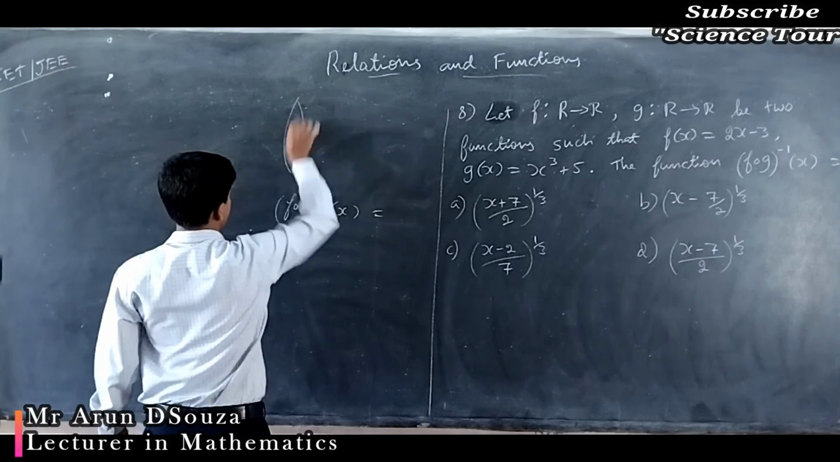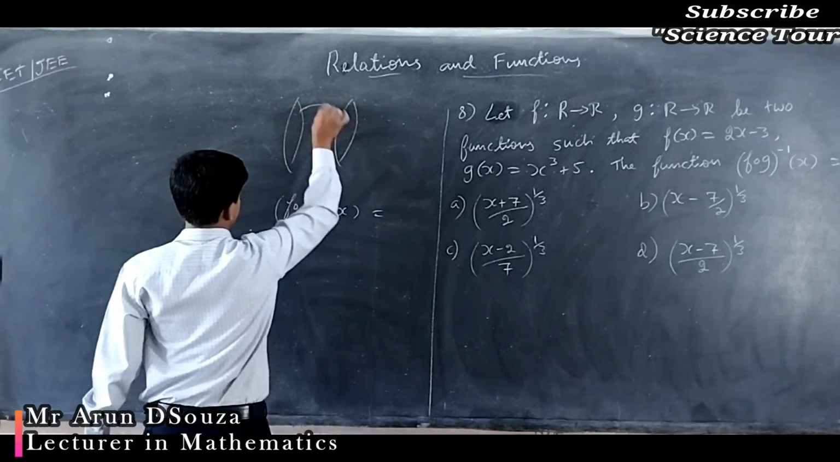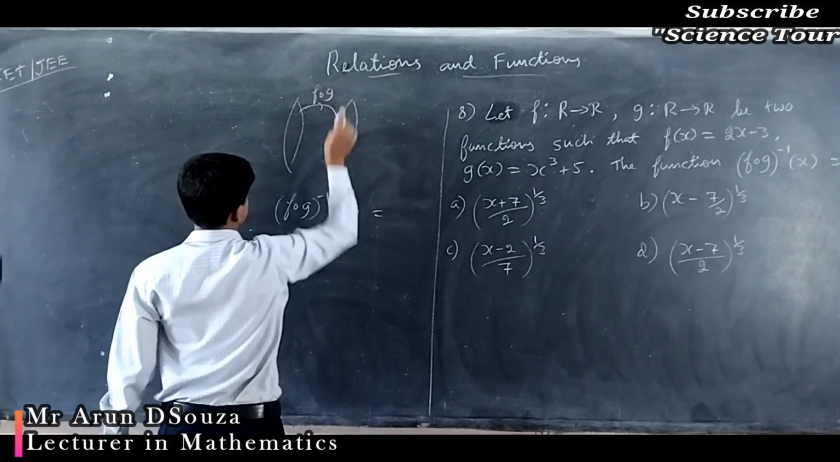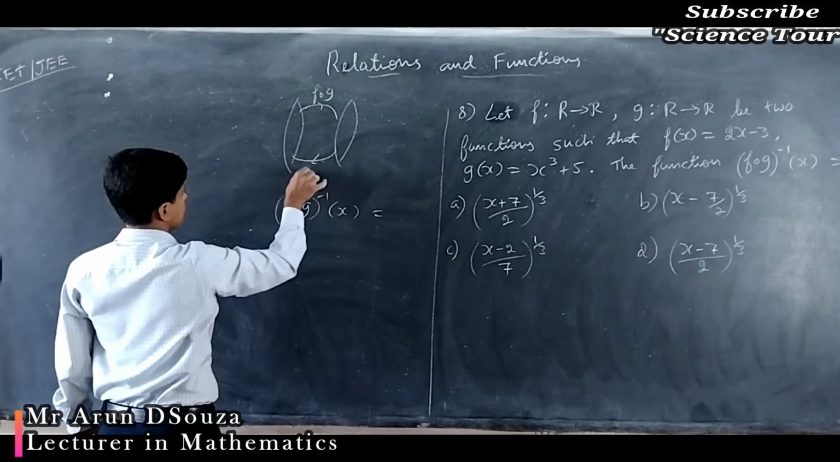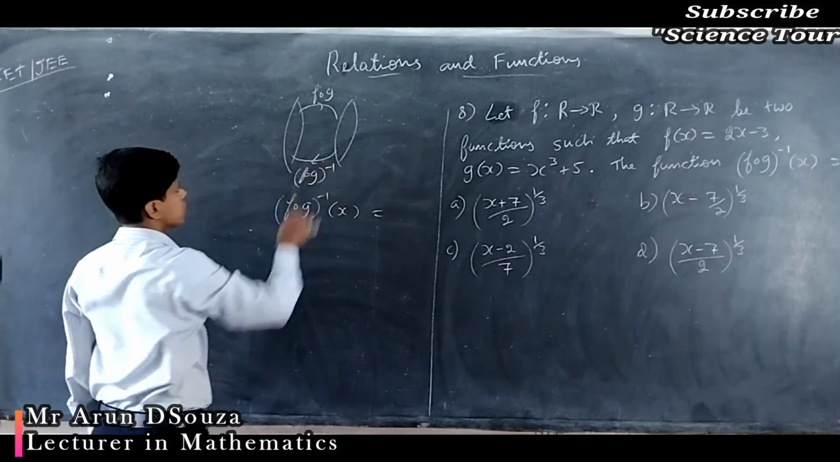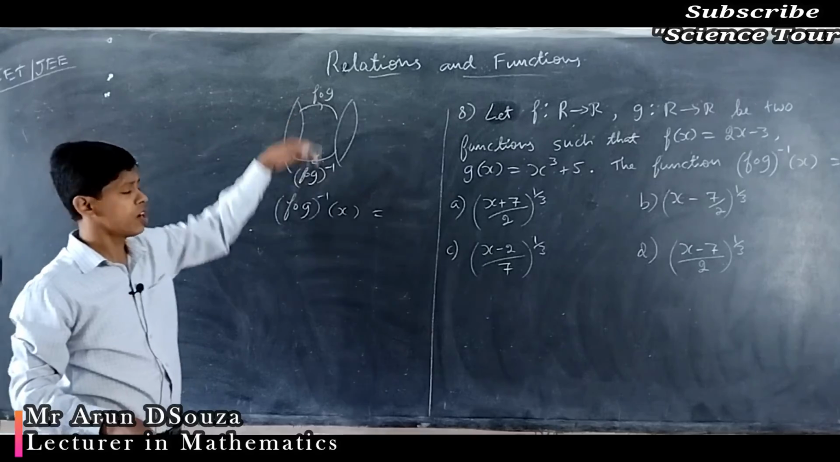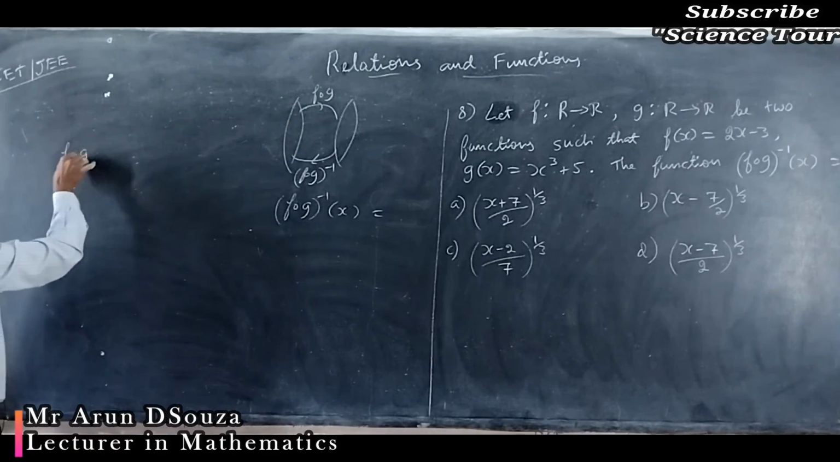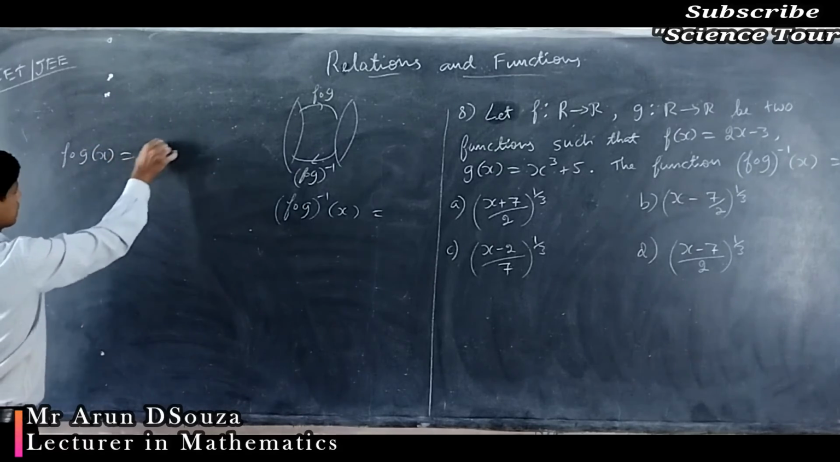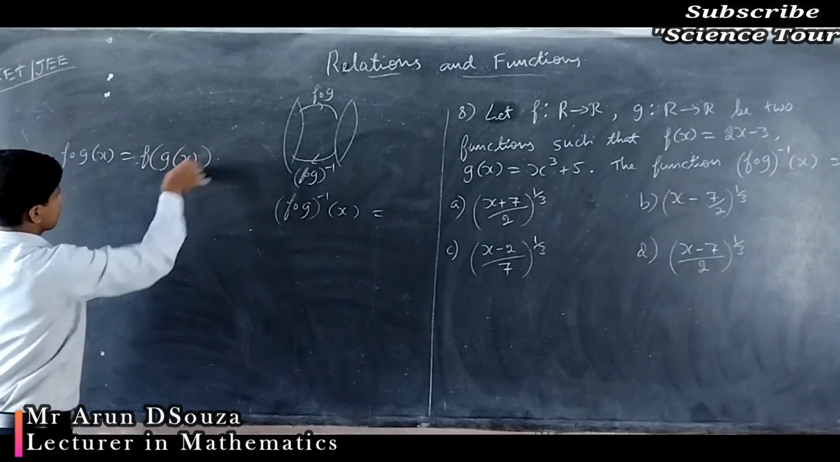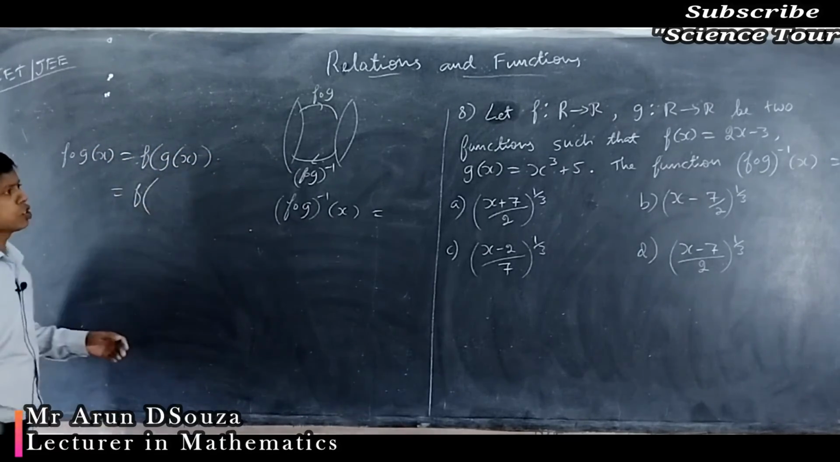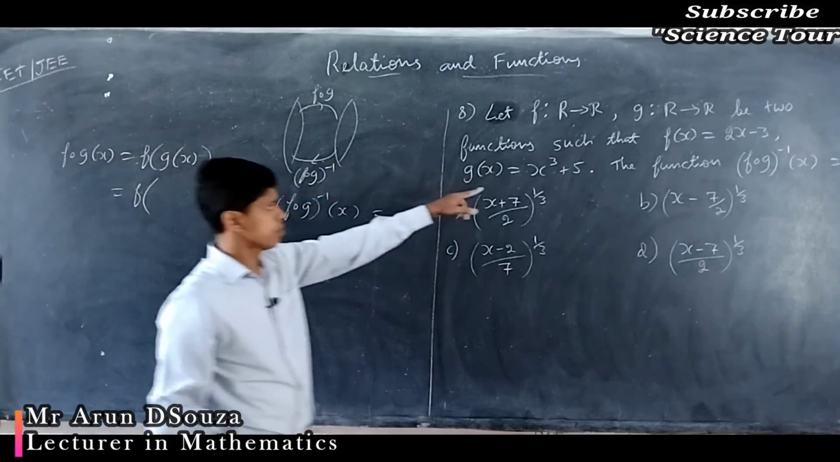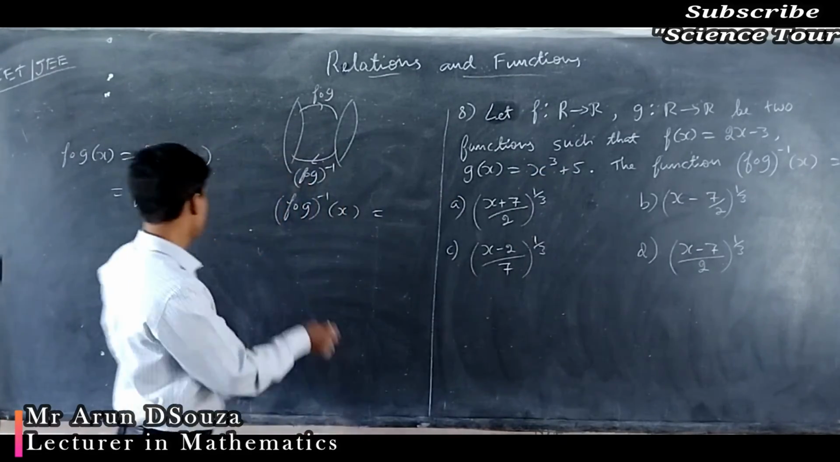So if you have FOG here, when we go back, that will be FOG inverse, that's it. So we need to find what is FOG. So we will find f of g of x. So that is nothing but f of g of x. Let's substitute g of x. What is g of x? X cube plus 5.